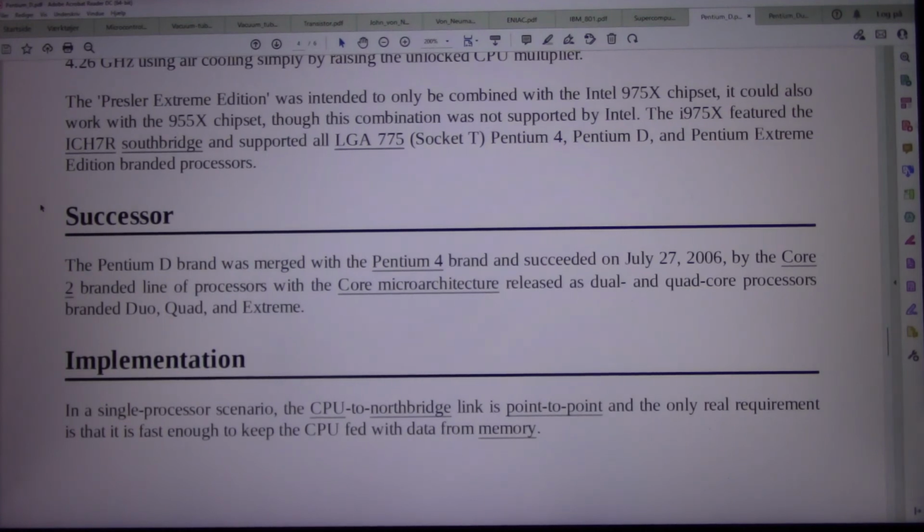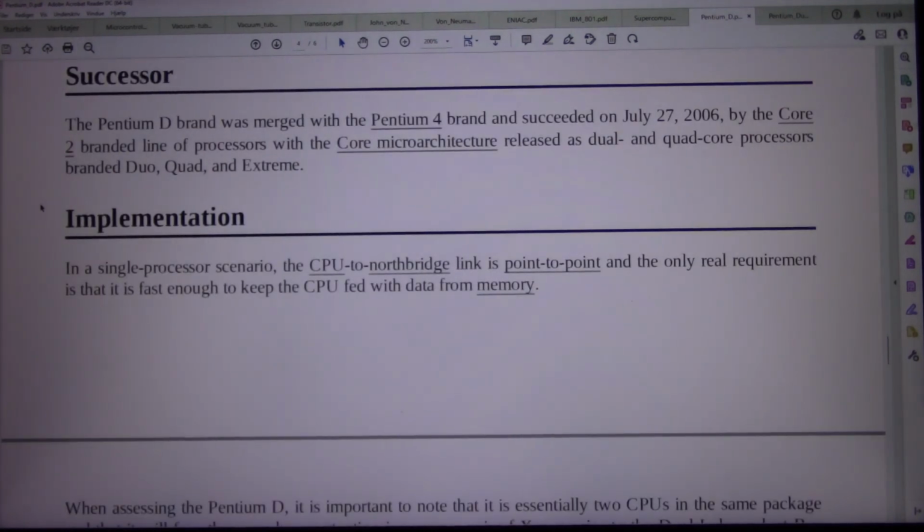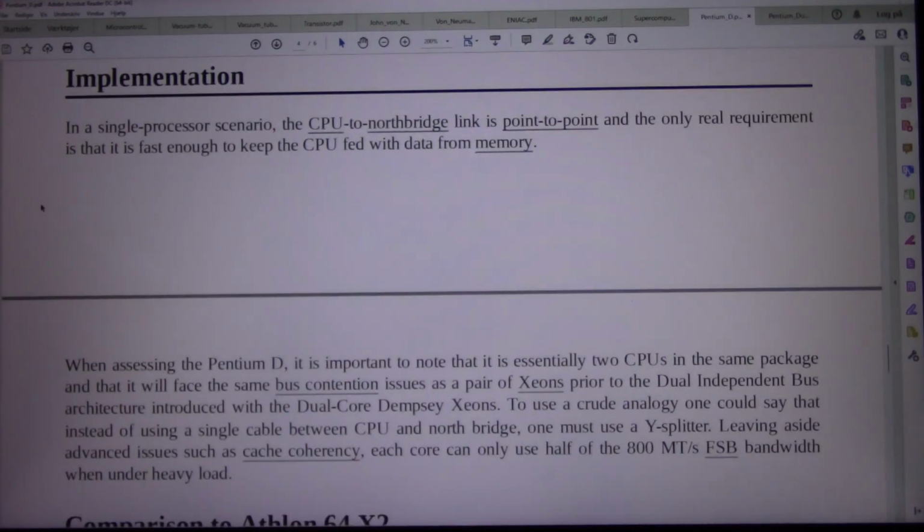Successor. The Pentium D brand was merged with the Pentium 4 brand and succeeded on the 27th of July, 2006, by the Core 2 branded line of processors with the Core microarchitecture, released as dual and quad-core processors branded Duo, Quad, and Extreme. Implementation. In a single processor scenario, the CPU to North Bridge link is point-to-point, and the only real requirement is that it is fast enough to keep the CPU fed with data from memory.